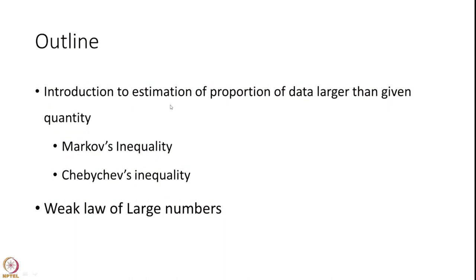So, in outline, we would like to introduce the estimation of the proportion of data larger than a given quantity. We would like to do this through the Markov inequality, and secondly the Chebyshev inequality. These are all improvements on one or the other, and finally, we will introduce what is known as the weak law of large numbers. And let us start.